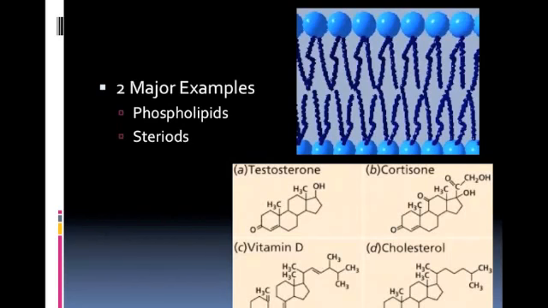Phospholipids are ones that you probably haven't heard of. They're the ones that are found in your cell membrane. So the top picture is actually a picture of your cell membrane, and notice that there are two layers of phospholipids. So your cell membrane is what's known as a phospholipid bilayer. The next example are steroids, which a lot of people have heard about, and the picture below shows you 4 different steroids: your testosterone, your cortisone, your vitamin D, and your cholesterol.